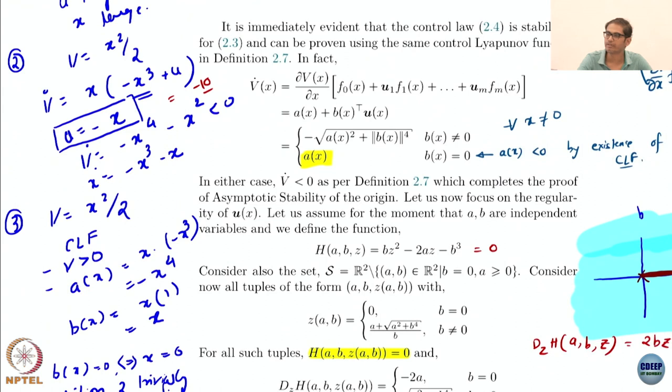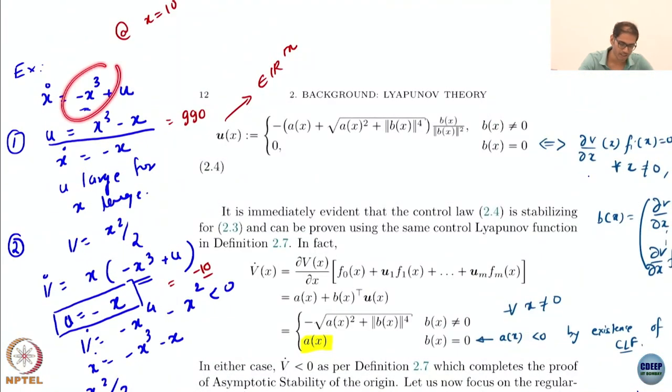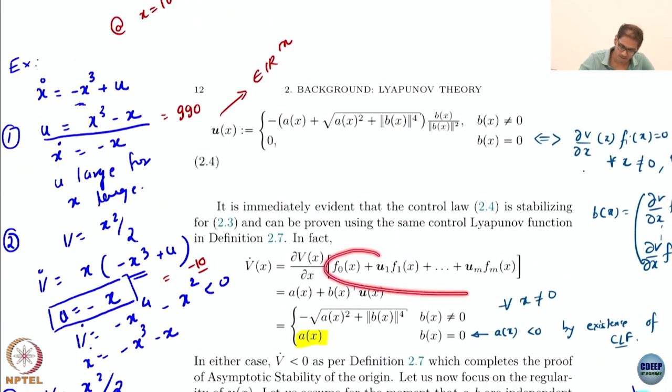What is the drift vector field in this case, by the way? If I ask you, what is the drift vector field and what is the control vector field? Everything is a scalar field here, but still, what is the drift vector field in this case? F0, what is F0? You should be able to parse this, what is F0, what is F1, if you want to apply these results. What is F0, you think, and what is F1 for this system? This is the system that we are looking at.